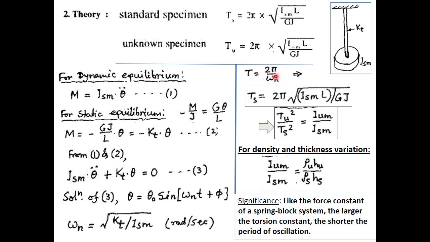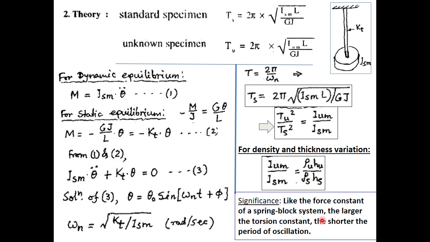Or say, if we put it in this fashion, the time period of oscillation is something root over I by k, right? Then for a larger value of k, this omega will increase, and if this omega increases, then obviously this T will reduce. Higher frequency means lower time period of oscillation.